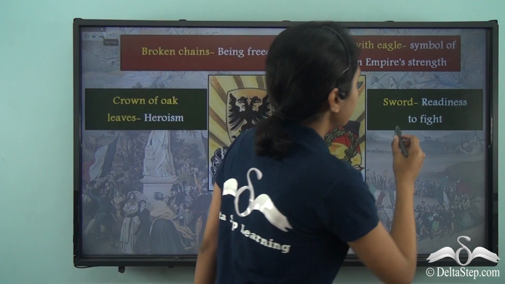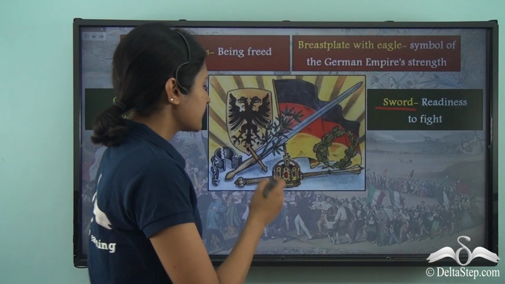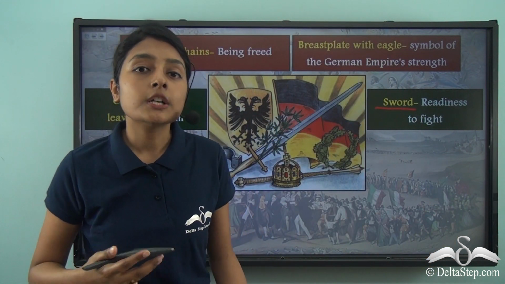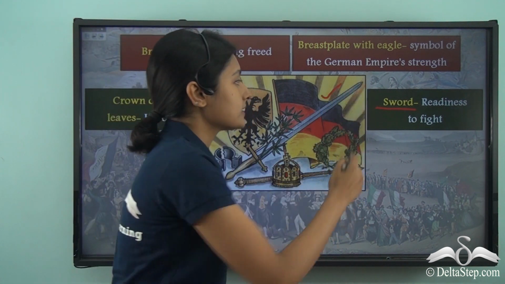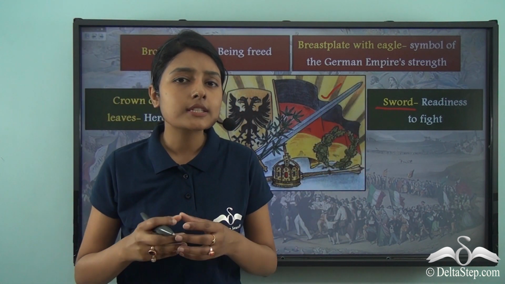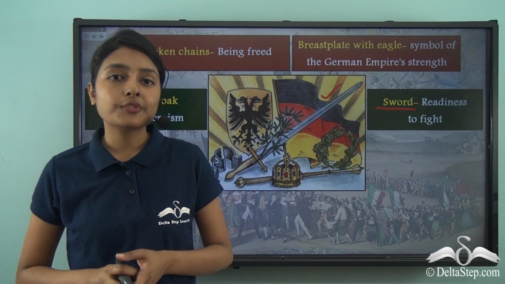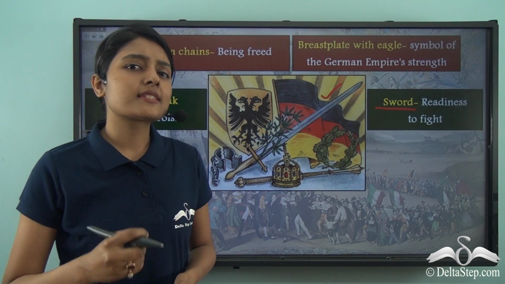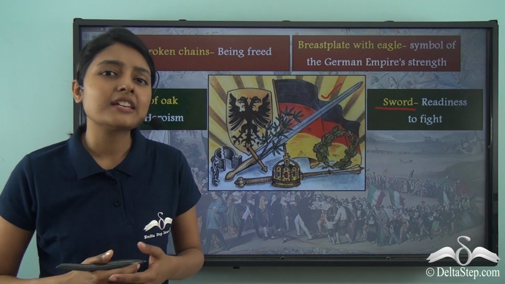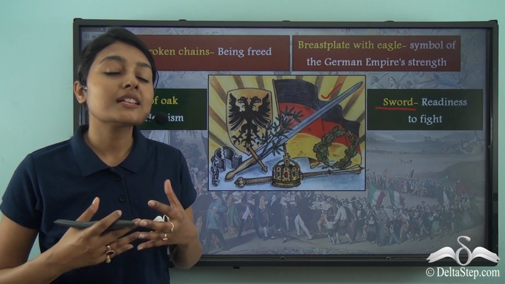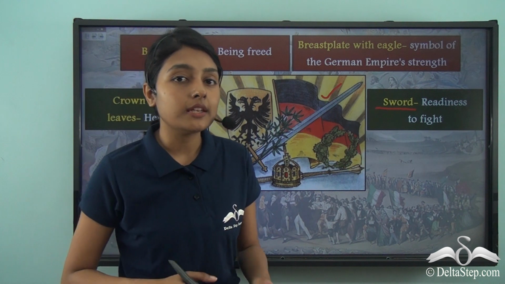Then we have the sword. This sword shows Germany's readiness to fight. So Germany is not unprepared to fight. Germany will not flinch at the face of war. Germany is ever prepared to defend its territory, to defend itself from any kind of dominion.